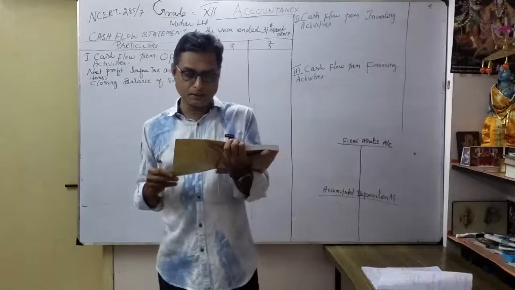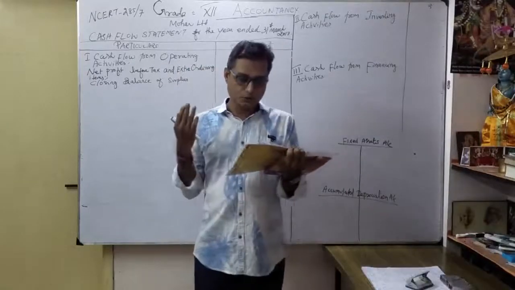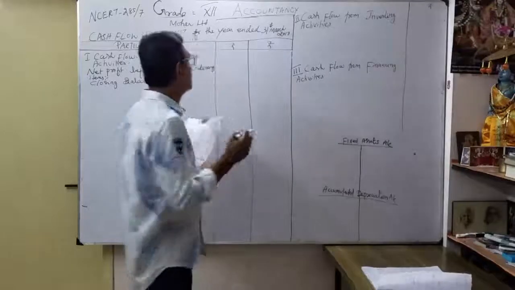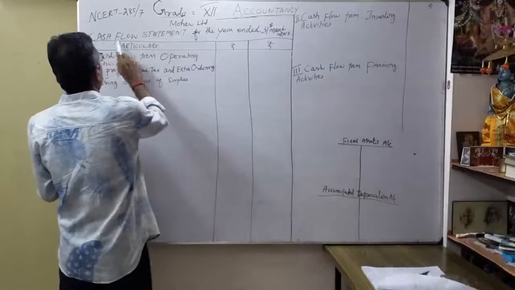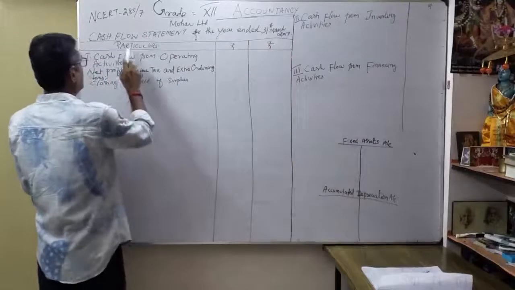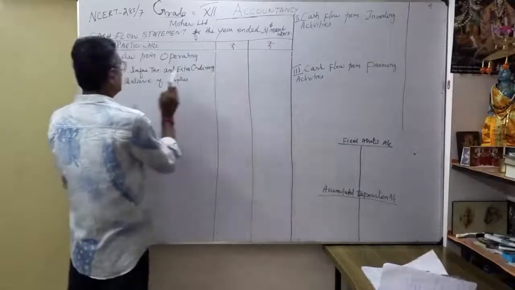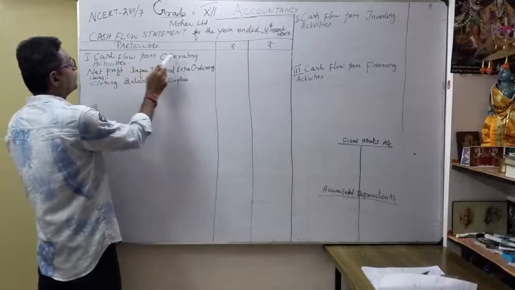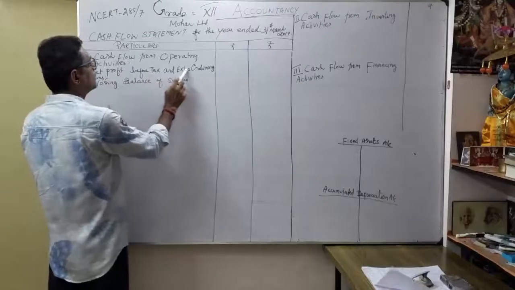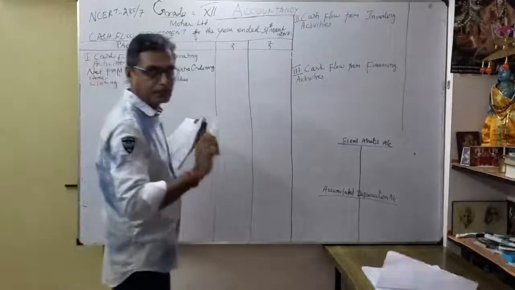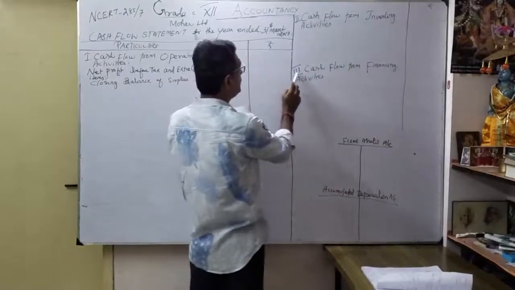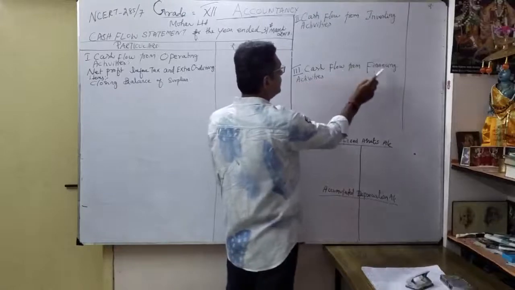So the given balance sheet of Mohan Limited is for the two years 2016 and 2017. First we want to draw Mohan Limited's cash flow statement for the year ended 31st March 2017. Make particulars, two columns. Under that, Roman letter 1, cash flow from operating activities, and under that write net profit before tax and extraordinary items. Thereafter, cash flow from investing activities, then Roman letter 3, cash flow from financing activities.